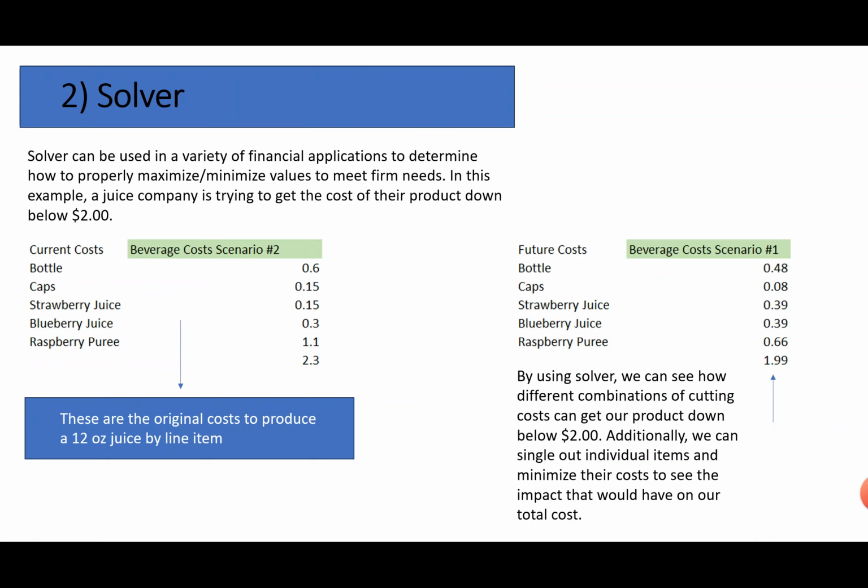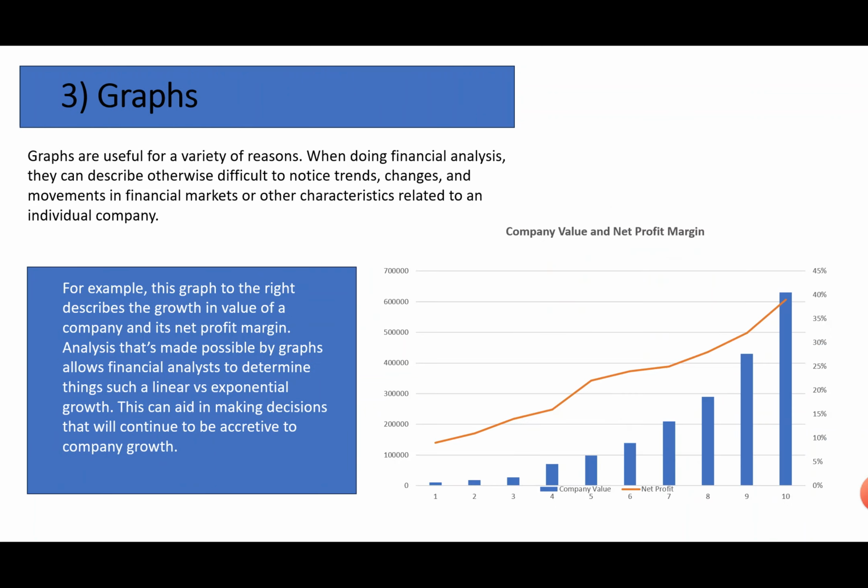So for this scenario that you see here, each individual component has a cost. Right now that's about $2.3. Using Solver, we can determine what we would need to get each individual line item down to so that we were under $2 per bottle. Additionally, we could also use Solver to determine, if we kept everything else constant, how far we would need to cut cost on, say, strawberry juice, for example.